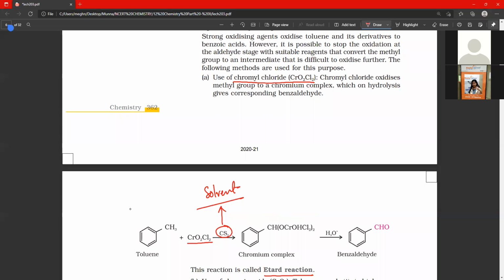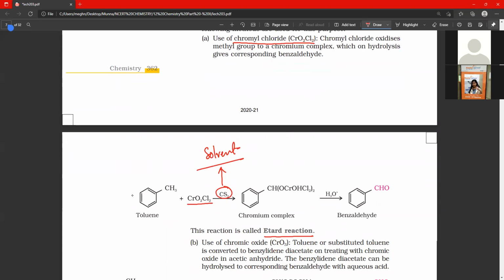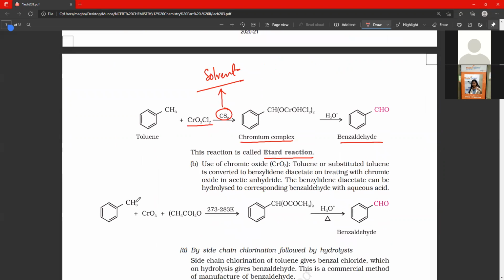Carbon disulfide. So chromyl chloride, when treated with toluene, we are going to get a chromium complex, which on hydrolysis gives us benzaldehyde. So children, these are the reactions you will be able to remember only if you write them 2-3 times. Otherwise, it's very, very difficult. Same thing. See, this is called chromic anhydride, chromic oxide.